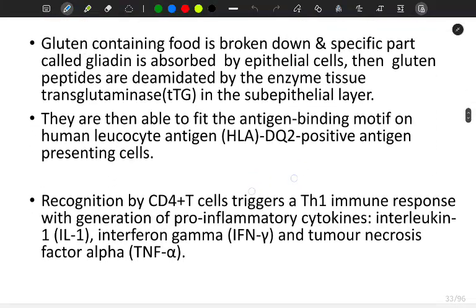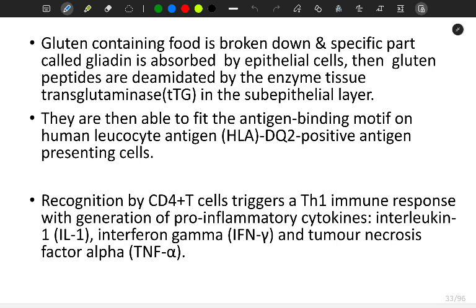Gluten-containing food is broken down, a specific part of gliadin is deaminated by the enzyme tissue transglutaminase. That's the one that we look for in the serology, the tTG IgA, or IgG. If it's negative and the patient is IgA deficient, we send for IgG. And if he is as well IgA deficient and you need to know further or to compare, you send for anti-gliadin antibodies, which are not commercially available, and anti-endomysial antibodies.